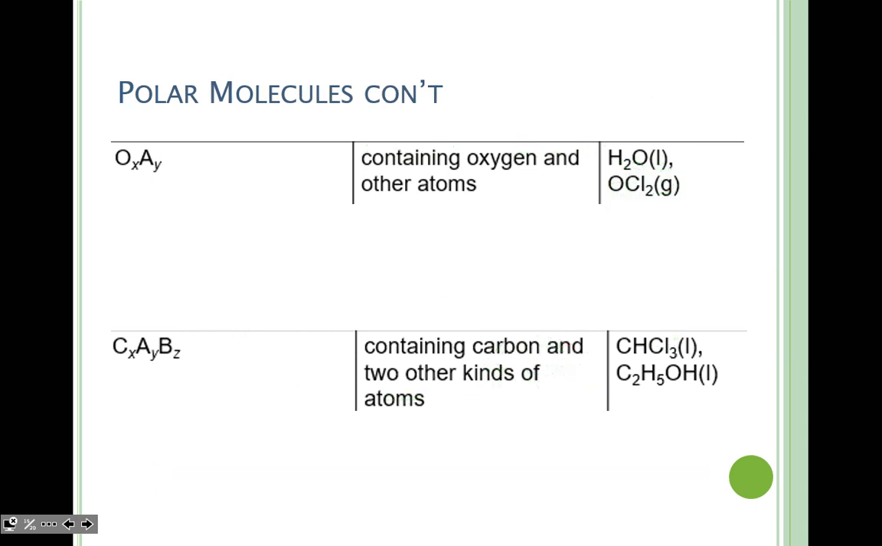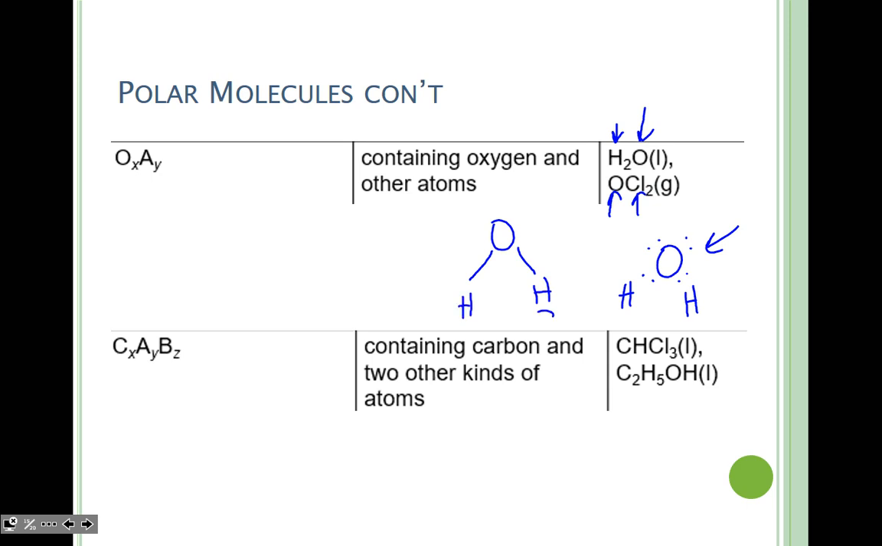Okay, a couple of other examples, containing oxygen and other atoms. So here's oxygen with only hydrogen, and here's oxygen with only chlorine. The thing about oxygen, remember, is it has 2 lone pairs. And then we have hydrogen. Remember this shape? V-shaped, angular. So if I were to draw it out, it looks like this.